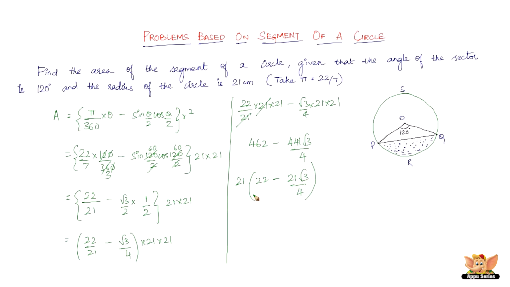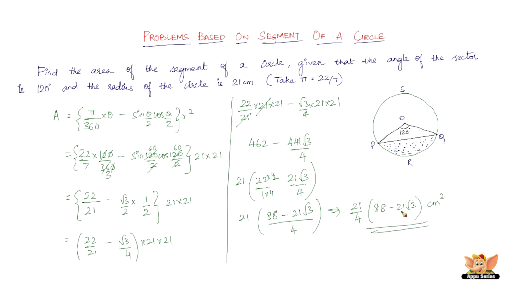Then now let's try to solve this. Let's take the denominator off from this bracket. So we need to take the LCM, which is 4. So multiply by 4 and multiply this also by 4. So we've got 21 times 88. 22 times 4 is 88. Minus 21 root 3. The whole divided by 4. So now since it's just multiplication, you can take out the 4 and write it as 21 divided by 4 multiplied by 88 minus 21 root 3 centimeters squared.